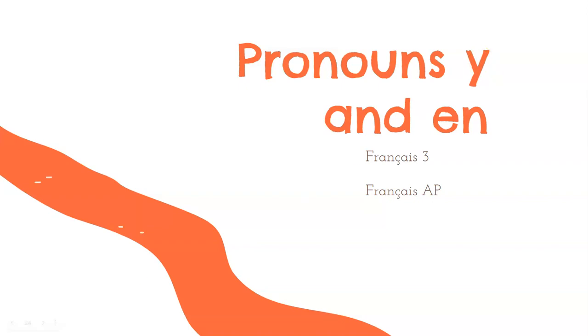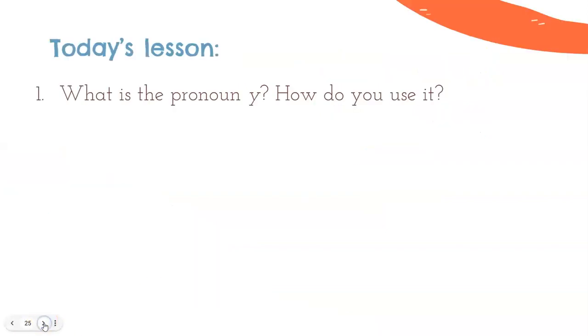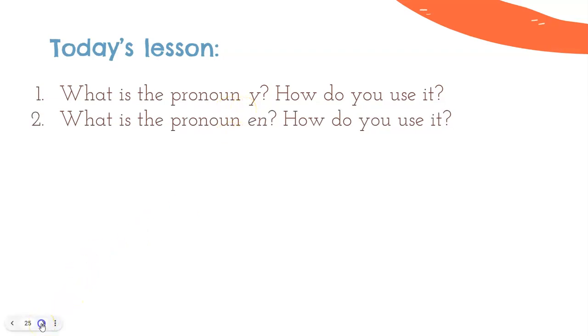These are the pronouns y and en. Today we'll talk about what the pronoun y is and how you use it. Notice when I'm saying y, I'm referring to this one word, the letter Y. You're familiar with this from expressions like il y a, or for there is already.